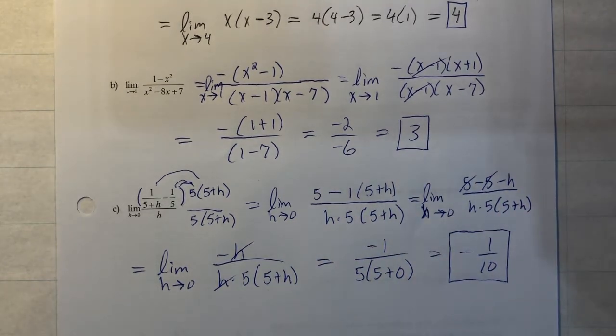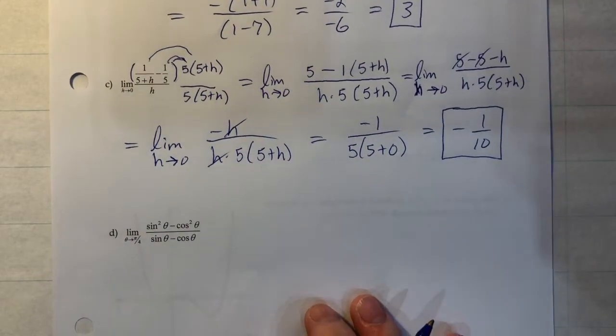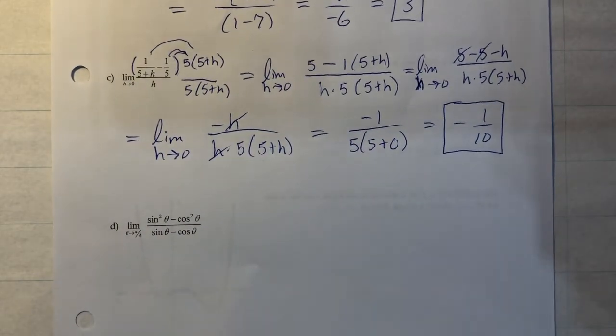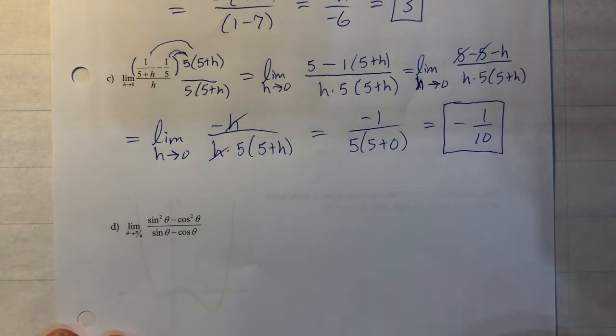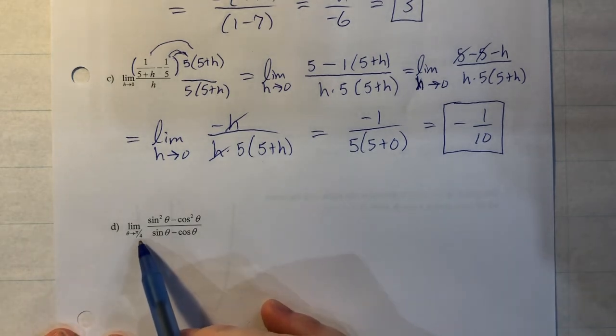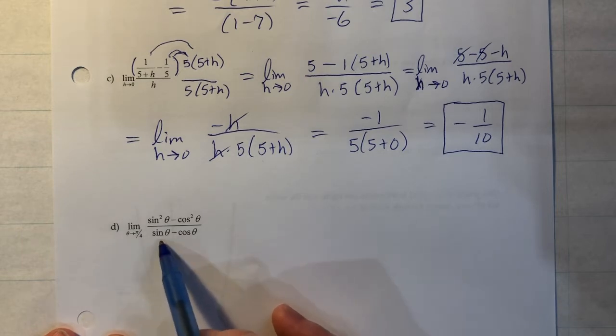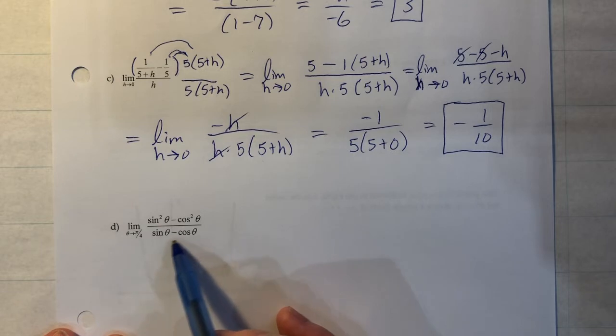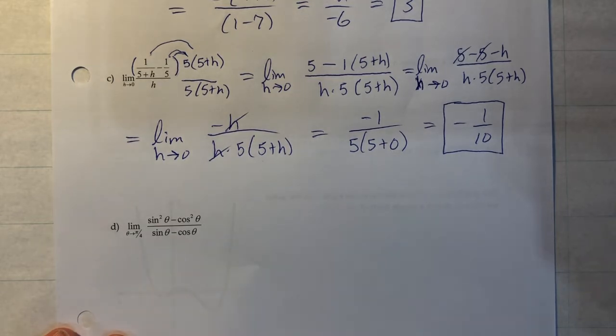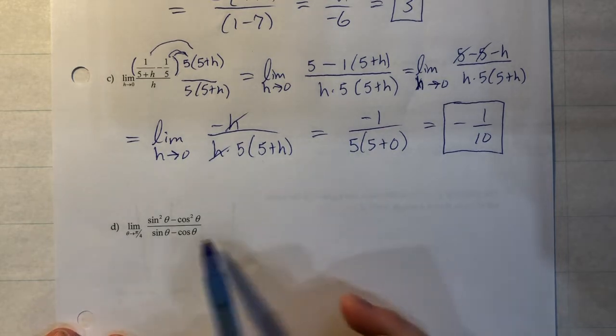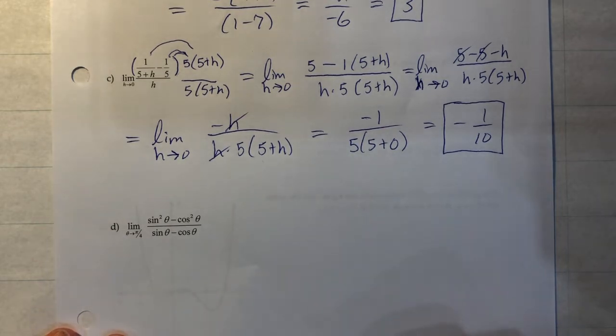All right, on to the last one. This one looks kind of scary, I suppose, but it really is one of the simpler ones on this page. If you try and plug in pi over 4, both sine and cosine are √2 over 2. So these two would cancel out because they're both the same value. So you'd get a 0 denominator if you try and plug in, so we can't do that. So we have to try and get that denominator to cancel, make that problem go away.